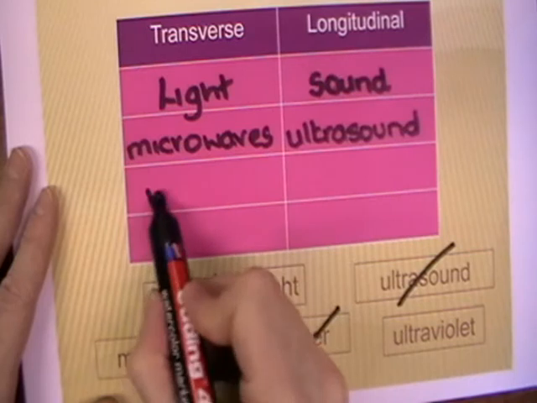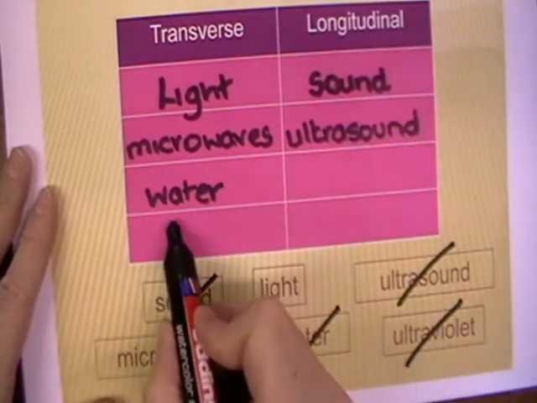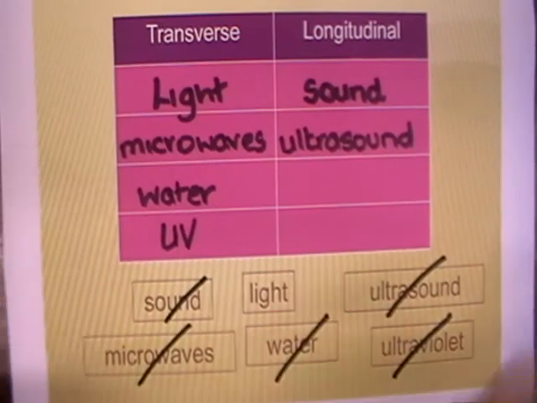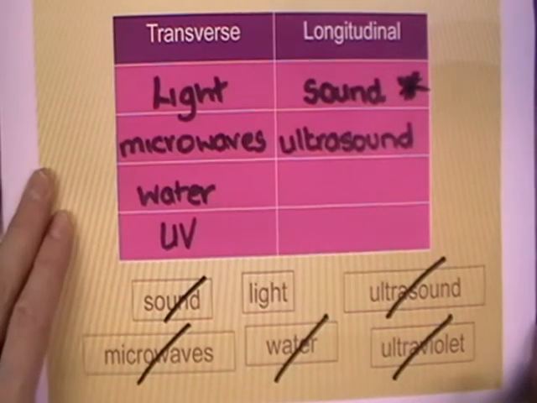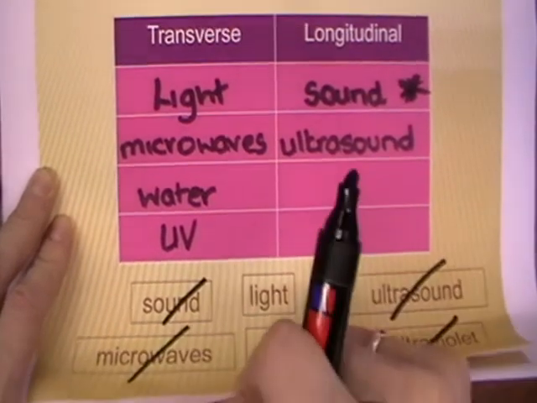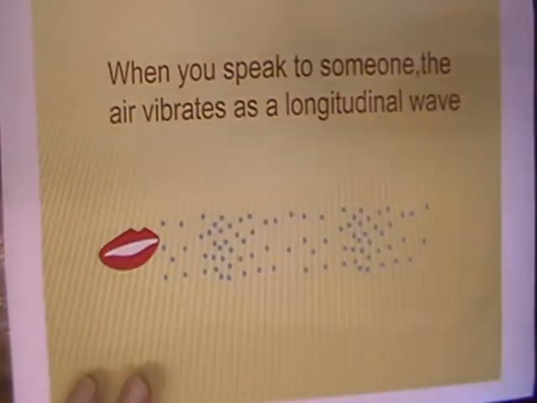Water waves are also transverse waves. And ultraviolet, I'm just going to call it UV, you also know are transverse waves. So really the main example of a longitudinal wave is a sound wave, or ultrasound is just a higher frequency sound wave. And that's the one you learn. Everything else then is transverse.